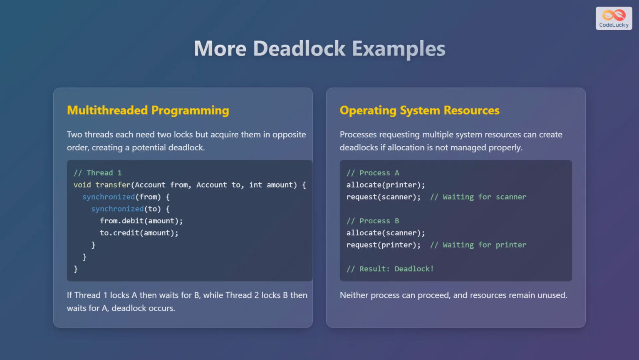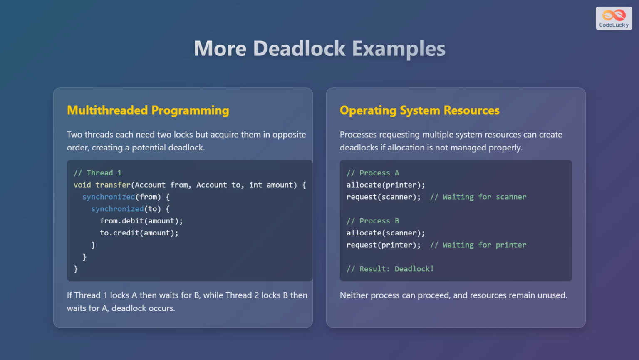Here are some more deadlock examples. First, multi-threaded programming. 2 threads each need 2 locks but acquire them in opposite order, creating a potential deadlock. If thread 1 locks A then waits for B, while thread 2 locks B then waits for A, deadlock occurs. The code snippet displays the multi-threaded programming scenario.